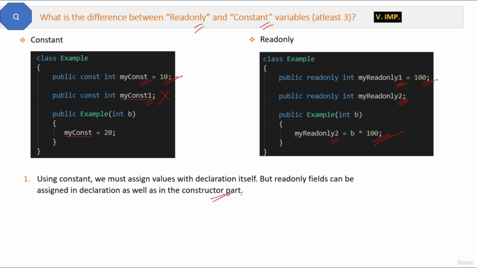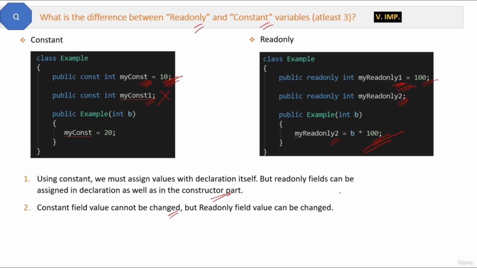Second difference is that constant field values cannot be changed, but readonly field values can be changed. Now myConst value is assigned as it is initialized. Now you can never change this value. But you can change the readonly field value inside the constructor. So this is the second difference.